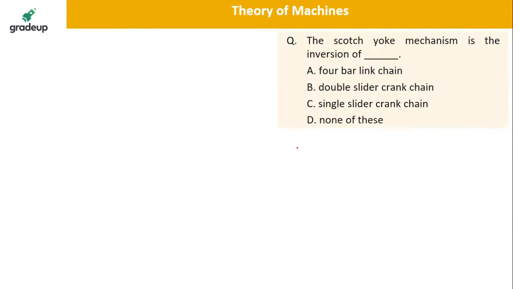The Scotch yoke mechanism is an inversion of. Scotch yoke mechanism is an inversion of. Tell me, is it a 4 bar, double slider, single slider, or none of the above? Scotch yoke mechanism किसका inversion है?